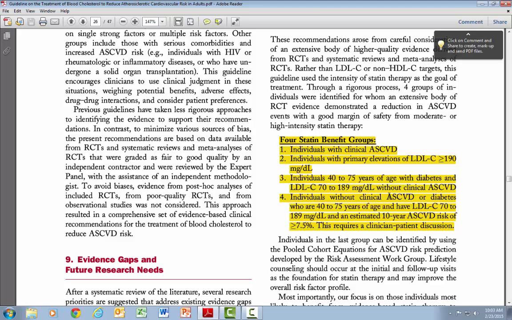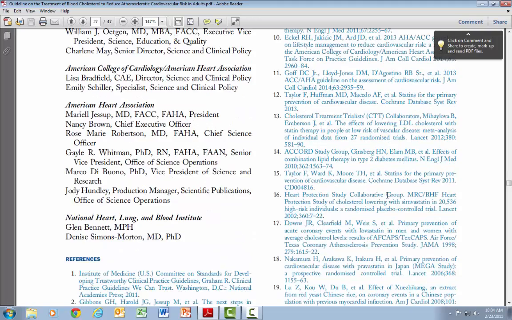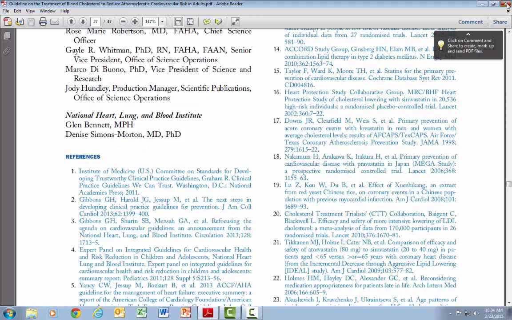If you are more than 21 years of age and less than 75 years of age and you do have CAD or CAD equivalent, then high intensity statins. And this is the end of the guideline presentation.